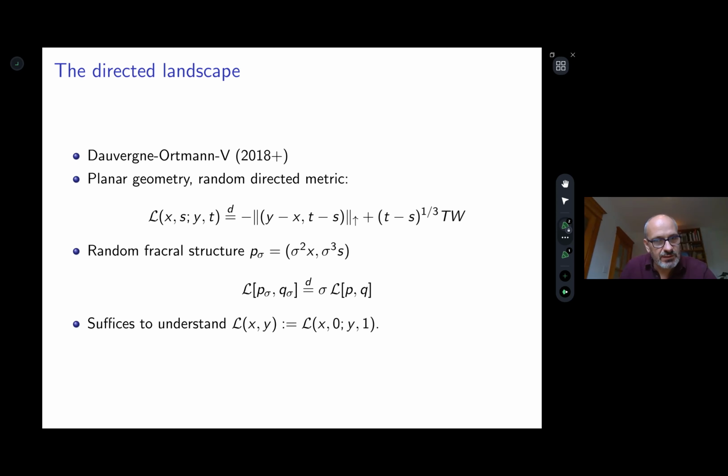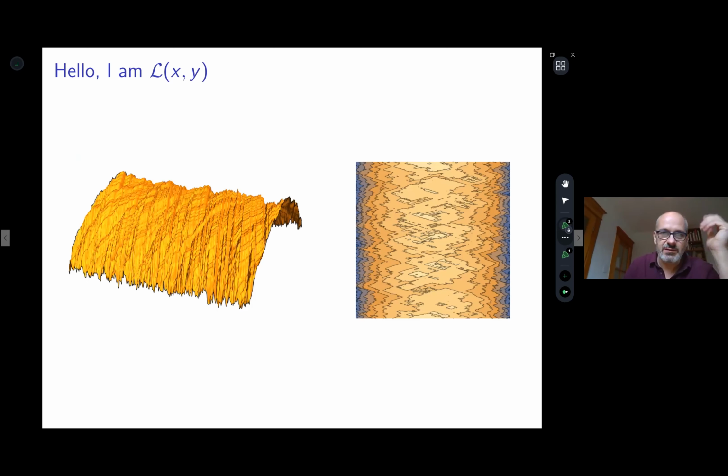So this is the harder thing, this Lx of y, and I'll tell you a little bit about where it goes. So here's Lx of y. This is something called the Airy sheet. You can see how on the left, when x and y change together, then you're sort of going along the ridge of this parabola. There's a stationary process that way.